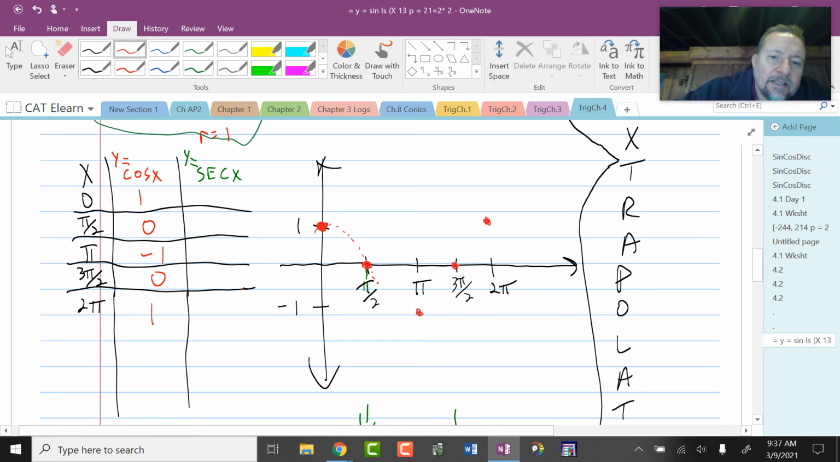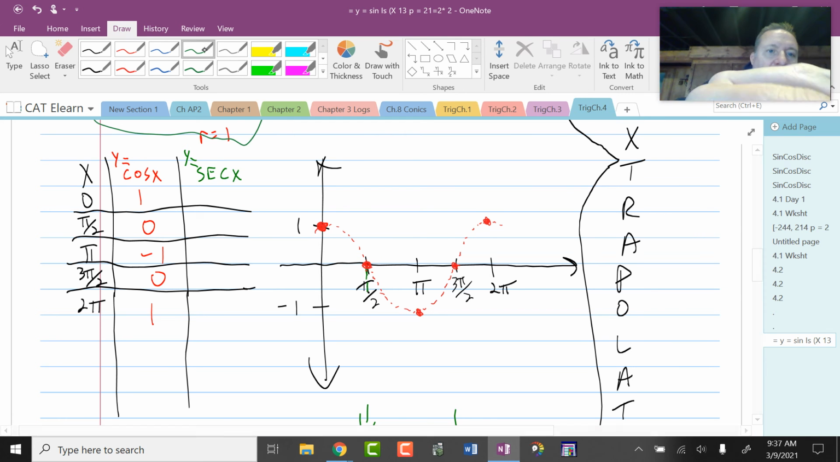Now, why a dotted line again? Because I want to graph secant, not cosine. This is not part of the graph, but it helps me. Just like the asymptotes. The asymptotes are not part of the graph, so I graph them as dotteds, not solids. General rule.